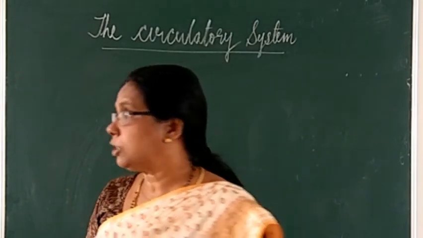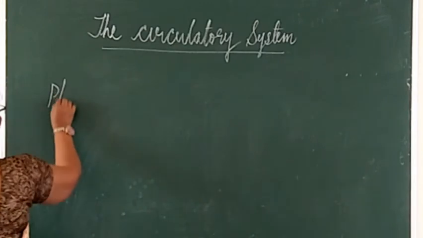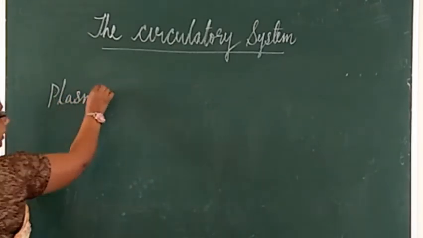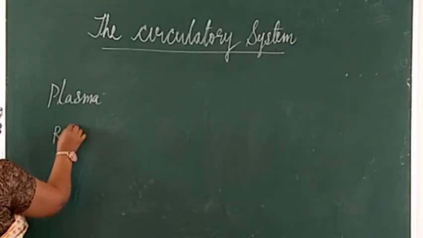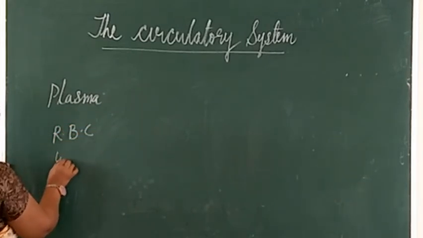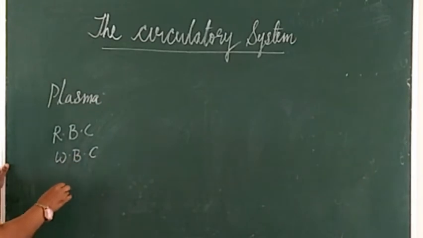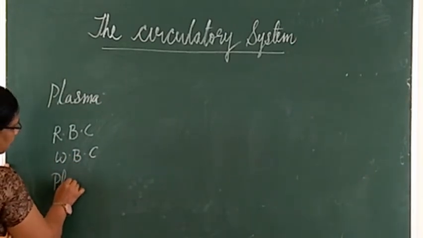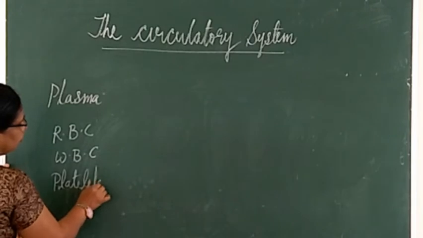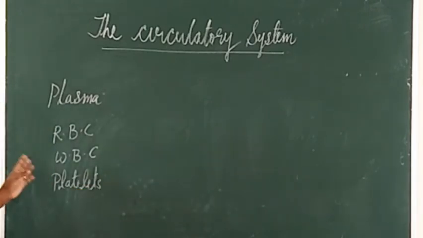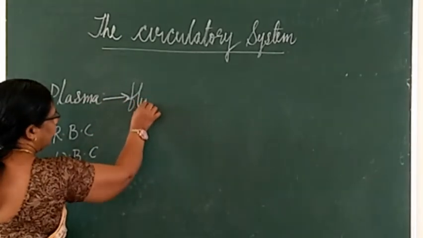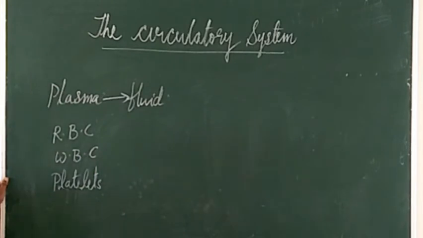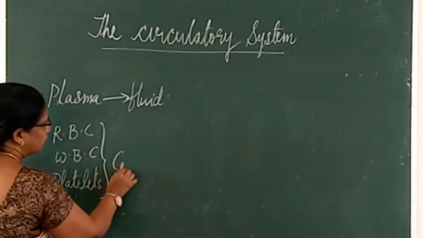One is called plasma. This is the fluid component, nothing but fluid. Then the cellular components, or solid components: one is RBC or red blood corpuscles, WBC or white blood corpuscles, and the third one is platelets. So among these four components, the fluid, or liquid, one is plasma, and the rest three are cellular.